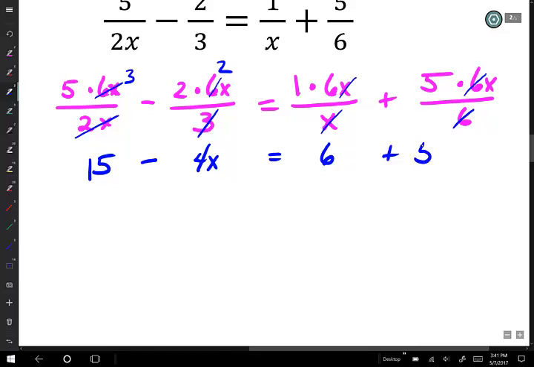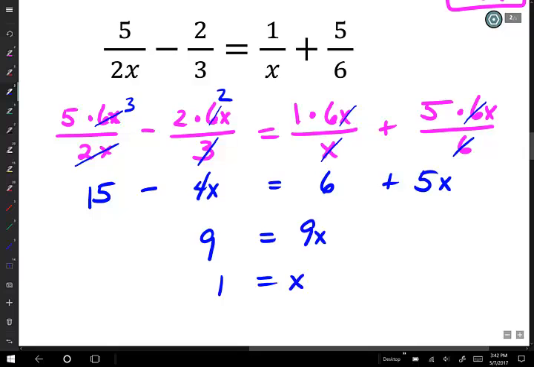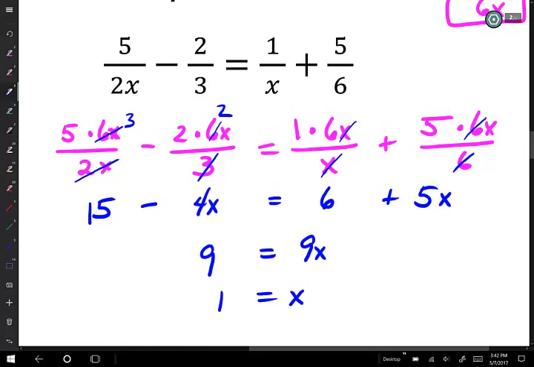That leaves us 5x. Let's move the 6 over to the left and get 9. Let's move the 4x over to the right and get 9x. And that leaves us with a value of x equals 1. In our original problem, we have 2x on the bottom and we have x on the bottom. So our restriction is only x cannot be equal to 0.